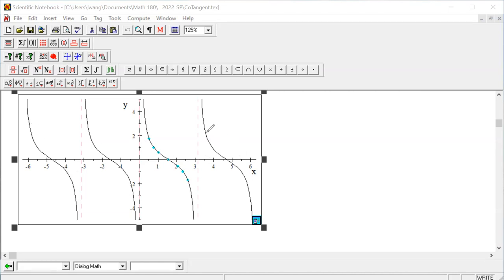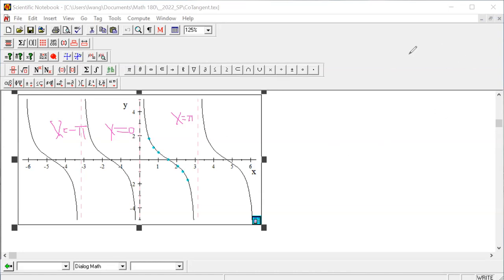And how about the vertical asymptotes? If I mark this one, it's x equals pi. The input cannot be pi. And this vertical asymptote is x equals 0, that's the y-axis. And this one is x equals negative pi.